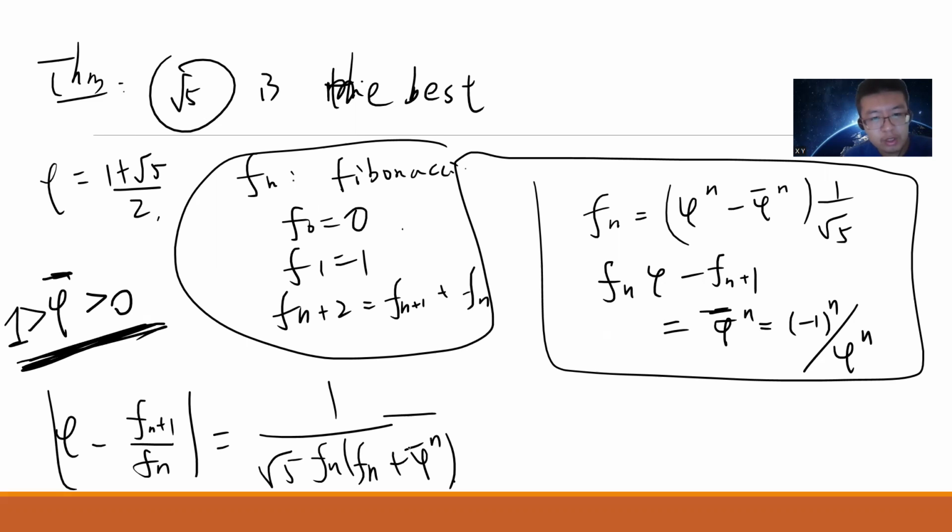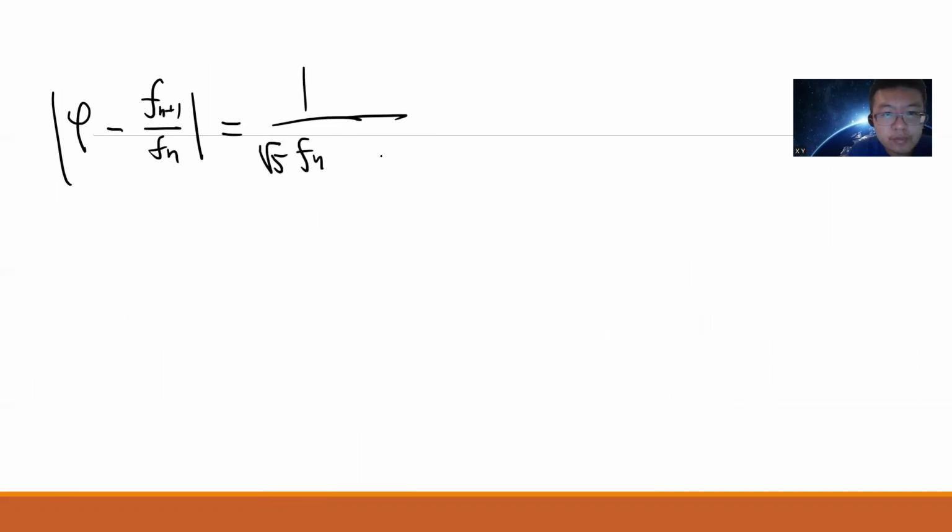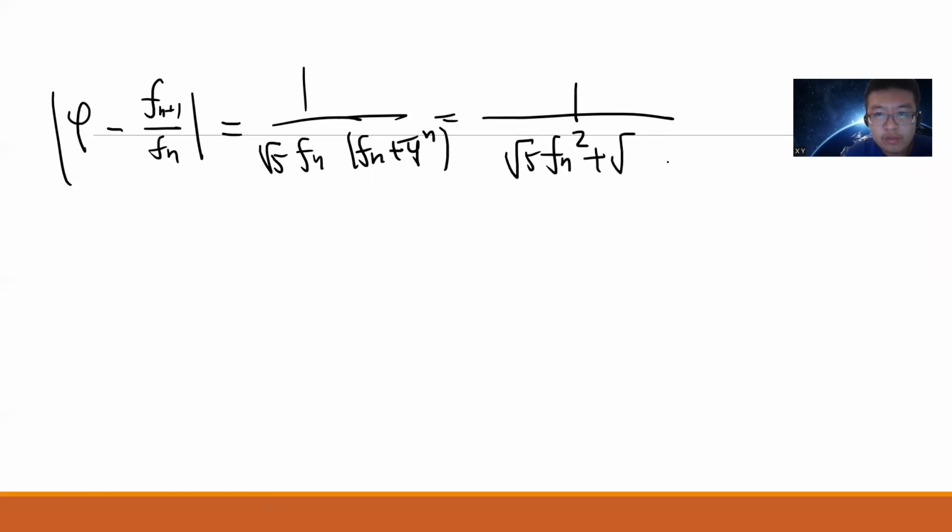So that means that if you pick your constant greater than √5, then for large enough n, you get √5 F_n > φ̄^n, so this term can be arbitrarily large. Let's see how I can explain this. Let me just write it down. So you get φ − F_{n+1}/F_n equal to 1/√5 times (F_n + φ̄^n), so I can write 1/(√5 F_n²) times (√5 F_n + φ̄^n).